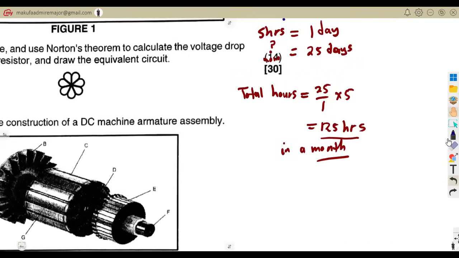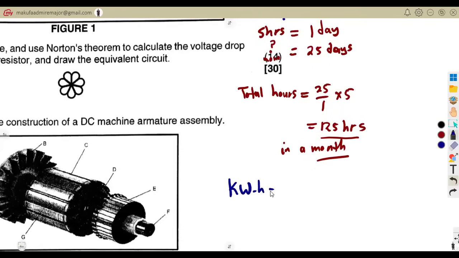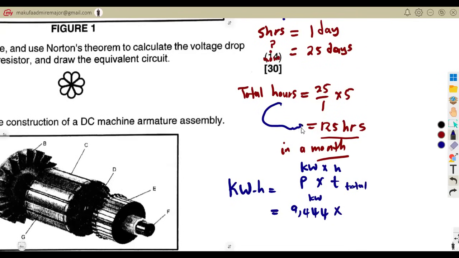So from this power, our kilowatt hour now. Our kilowatt hour is simply power times what? Time. But this time is supposed to be in hours. Power in what? In kilowatts for us to obtain kilowatt hour. So our power in kilowatts was 9.444, the one that we obtained in kilowatts. Then we use the time in hours, which is the total time that we're going to talk about in this case. And what is the total number of hours? We obtained 125 hours. Time in hours.